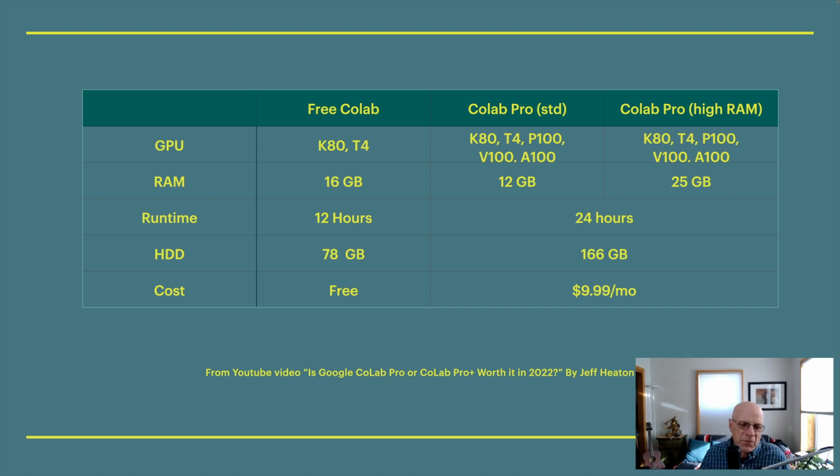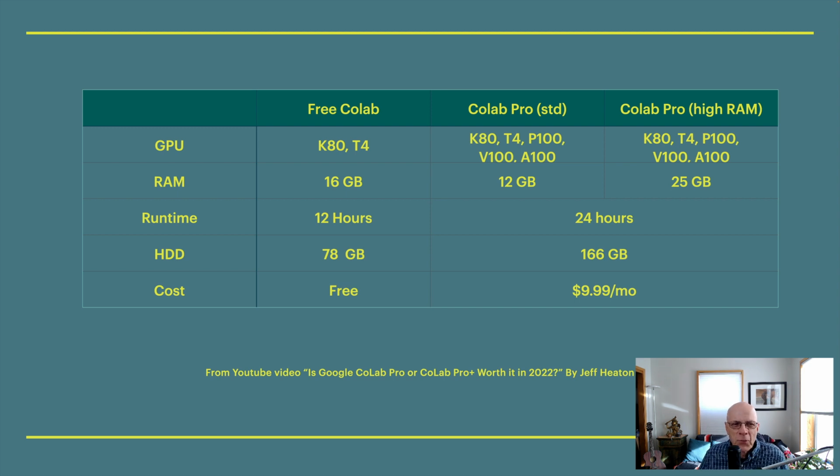So the GPU is a K80 or T4 with Google Colab, and Colab Pro has anything from the K80, T4, P100, V100, A100. So the A100 is pretty much the state-of-the-art GPU that companies use. Companies use many machines with many A100s, and we're only going to use one, but it's still a pretty powerful GPU.